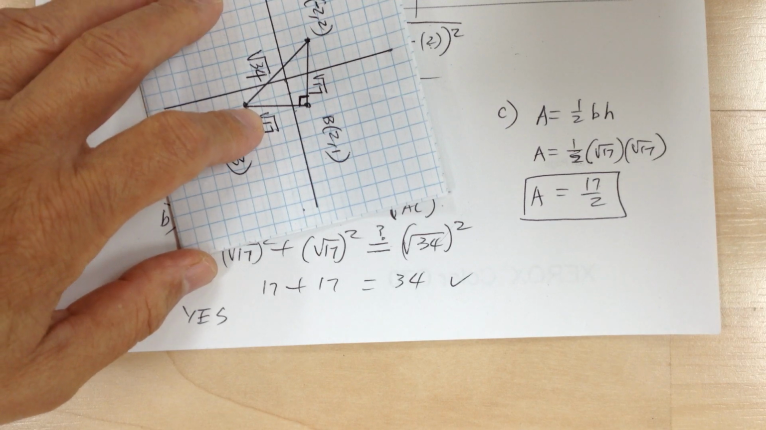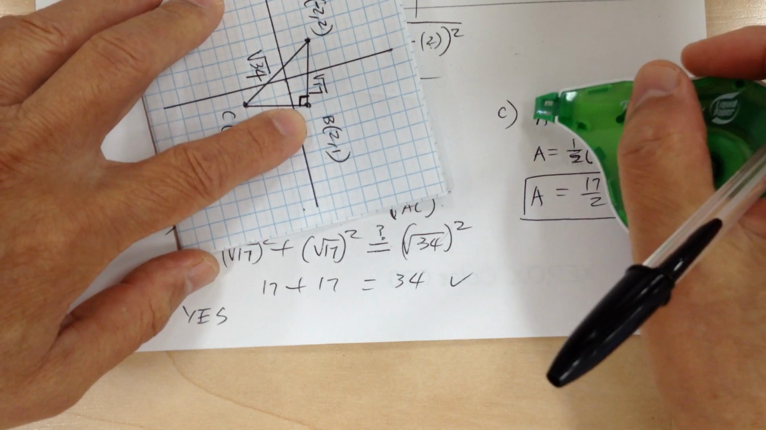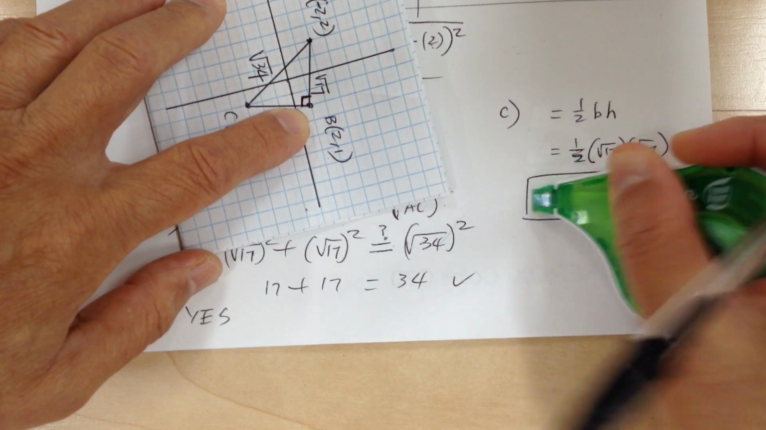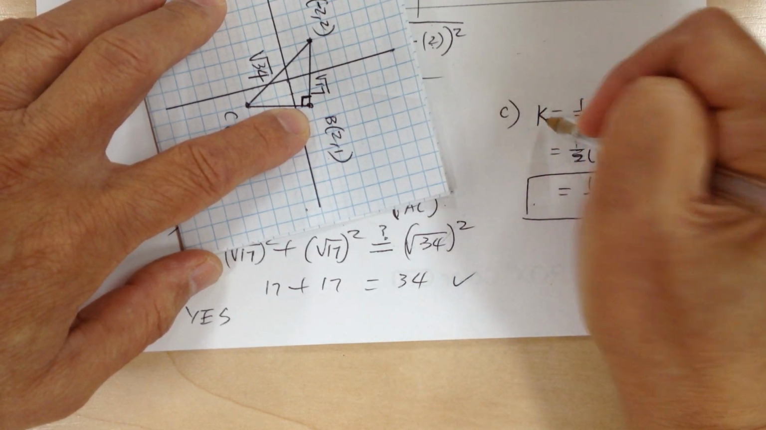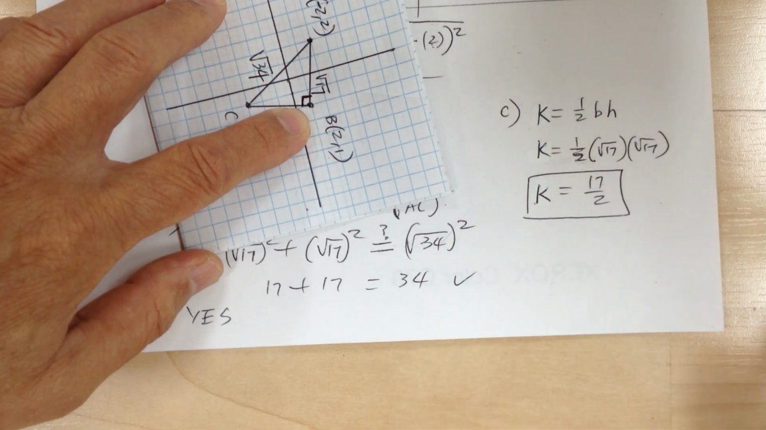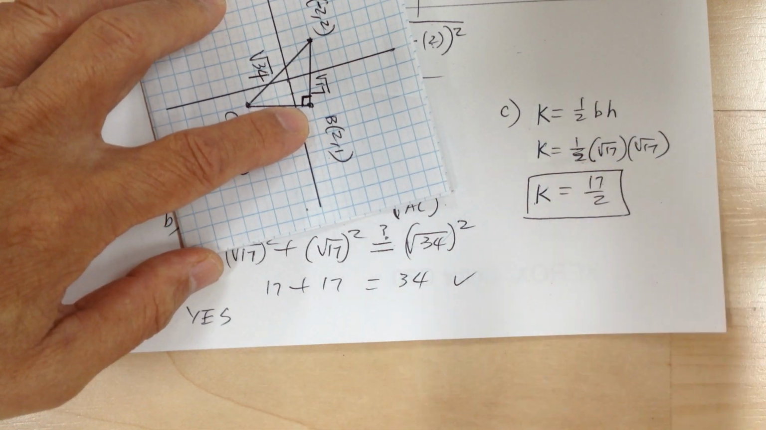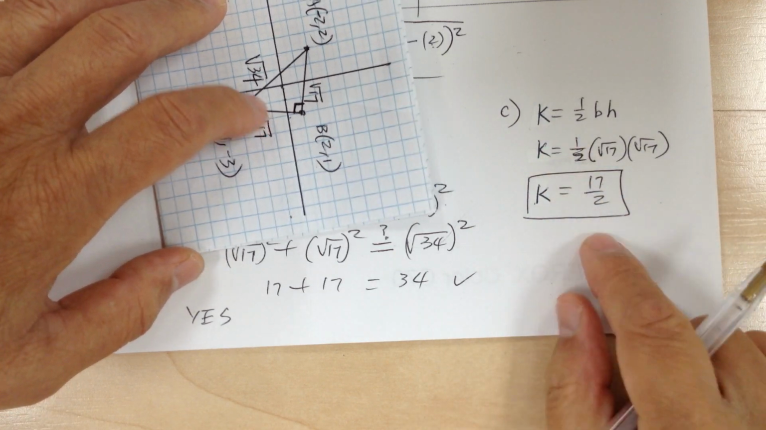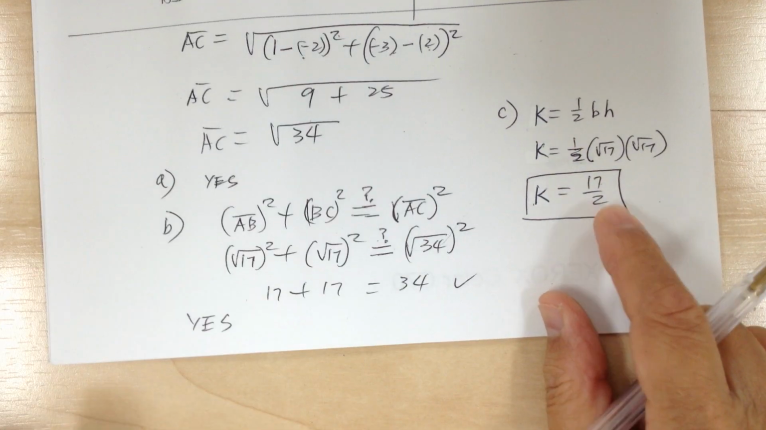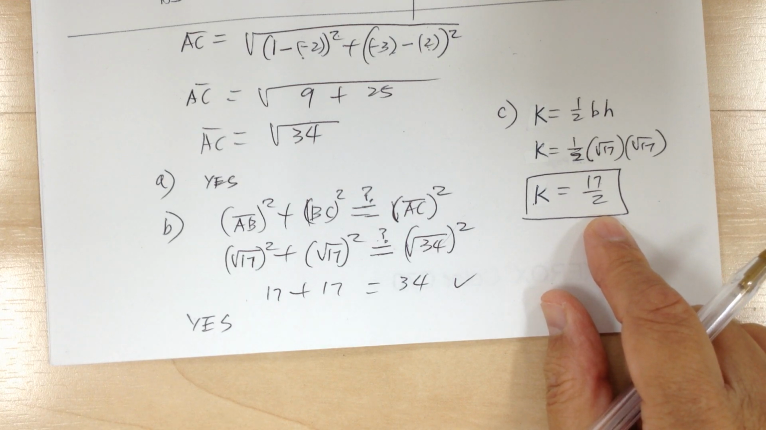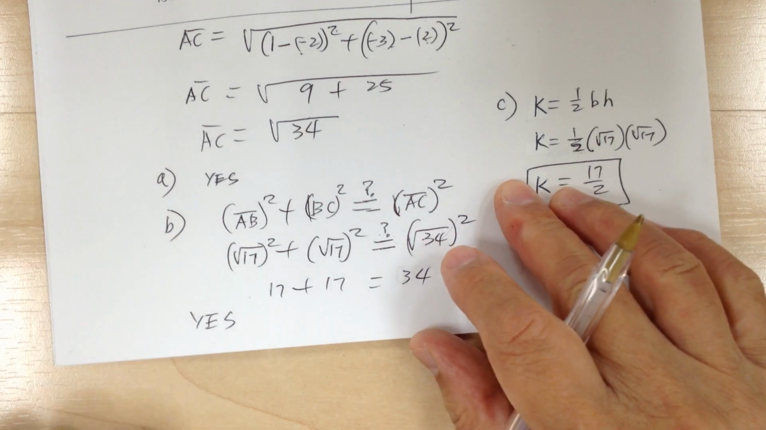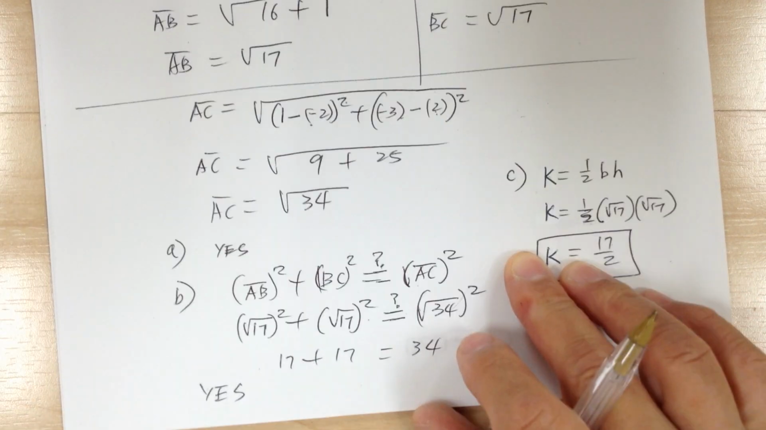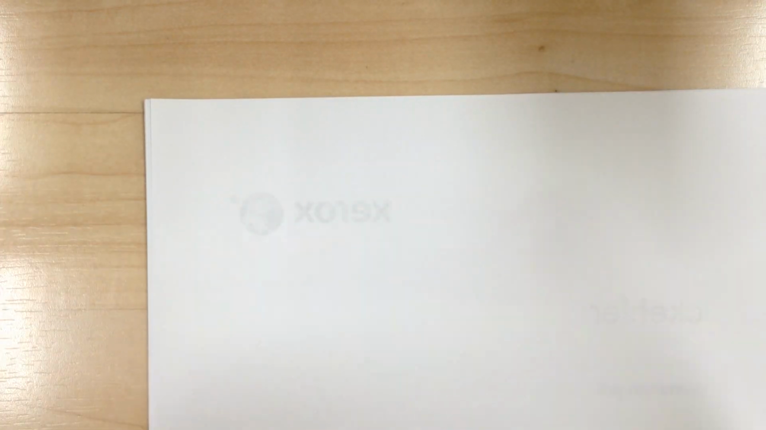Now, usually, instead of using A for area, because A is used for a lot of stuff, like angle A, it's probably better to use K, because K is not used for other things. So let's use K for area. So area would be 17 over 2. So again, to find all these, you have to get all three sides. Okay, let's go to the next one.